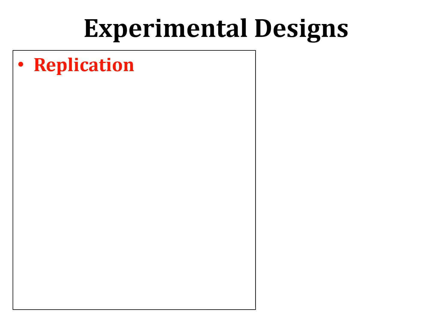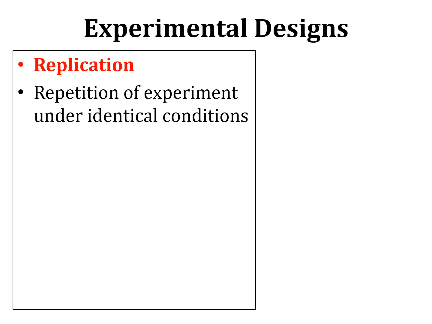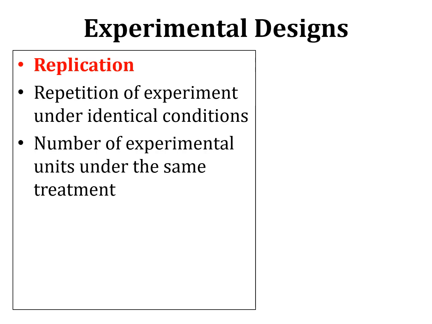Now the next principle of experimental designs is replication, right? Replication means repetition. So repetition of an experiment under identical conditions is known as replication. Which means that if you're going to give a treatment, that treatment is to be replicated on a number of experimental units under the same treatment. It is not enough in most experiments to give the treatment to only one unit and see the response, right? That is not going to be sufficient. You should give that treatment to a number of units so that you can see the variable responses.